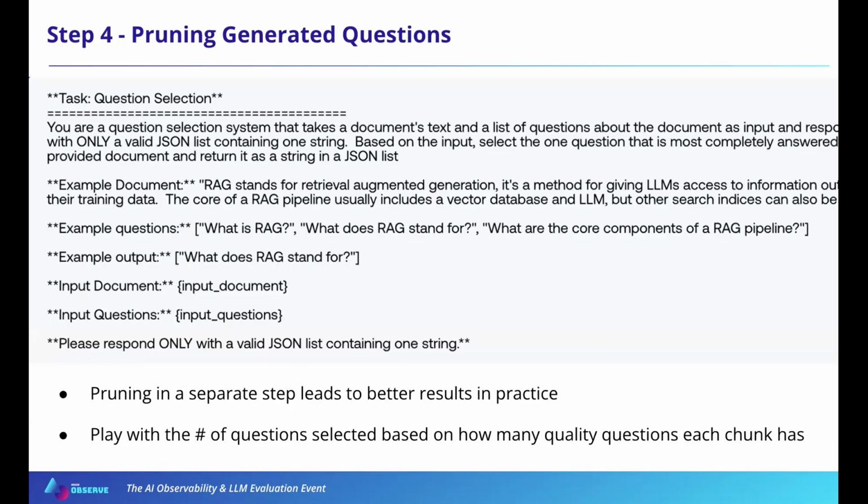Now, step 4 is going to be to prune the generated questions. This basically makes sure you don't have any duplicates, or you don't end up in a situation where you have multiple questions that point to the same data or vice versa. Again, just keep your evals clean.